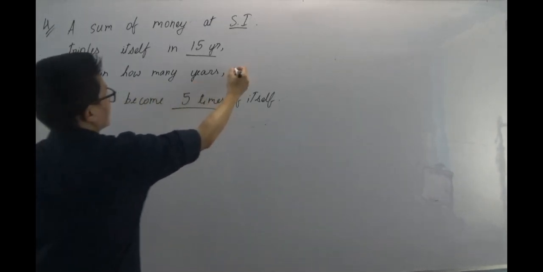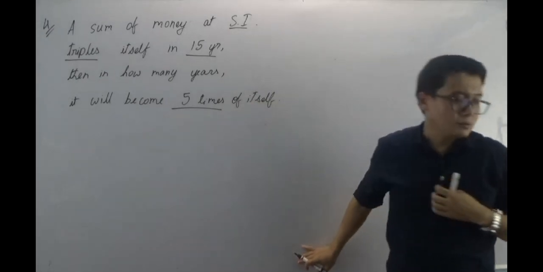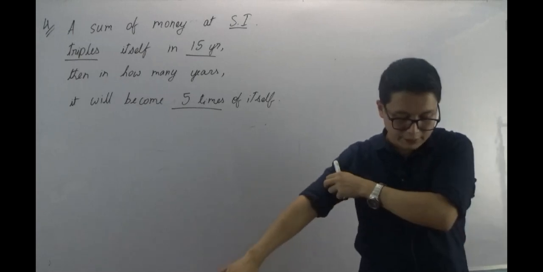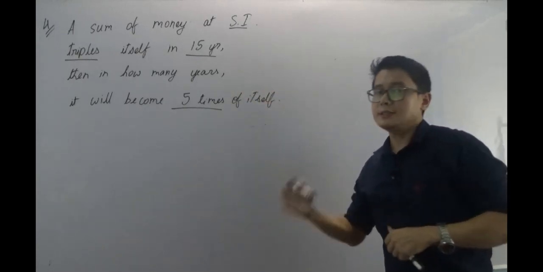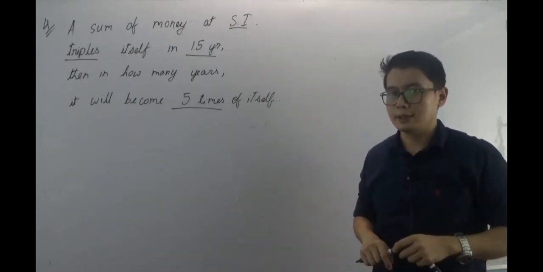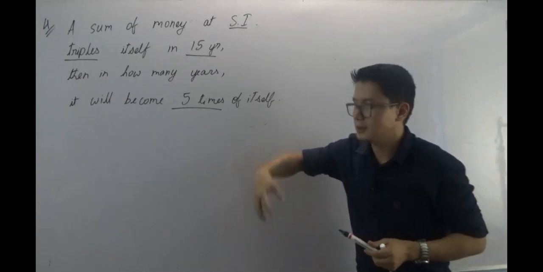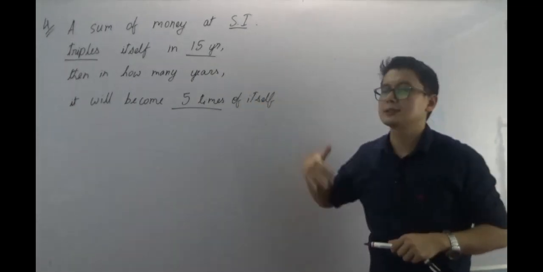How many years have we got? So the question is years. A particular sum of money, some principal, is a question. They didn't give the principal here. So what the question is telling is that a particular sum of money is lent out for 15 years.